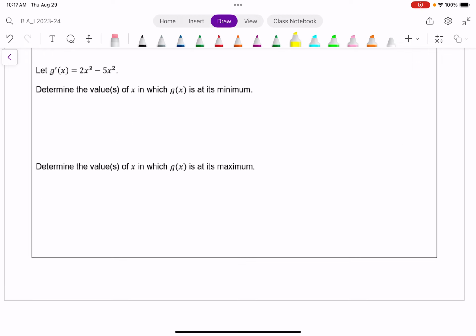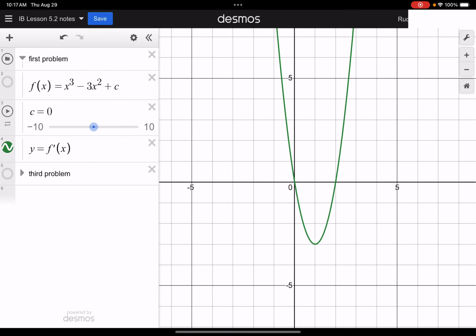All right, lastly, I got, again, a function, but it's the derivative. So it's g prime of x. I want to know where g is at its minimum. And so for this, what would help a lot is to graph this. Pretty easy to graph in any GDC. So let me go to Desmos here.